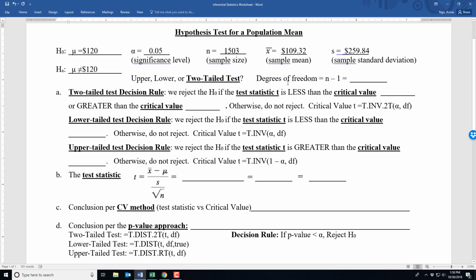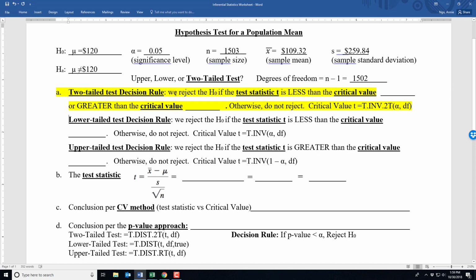For the degrees of freedom, since I don't know the population standard deviation, I'm going to find t test statistics and t critical values. So I need to know my degrees of freedom. That's n minus 1, so 1,503 minus 1 gives me a degrees of freedom of 1,502. Now note here, I've provided the decision rules for a two-tailed test, a lower tail test, and an upper tail test, as well as the formula to find the corresponding critical t-values. Since we're doing a two-tailed test, I'm going to focus on this rule right here.